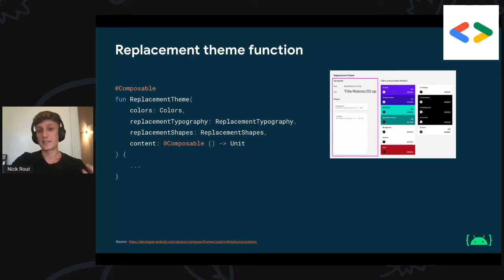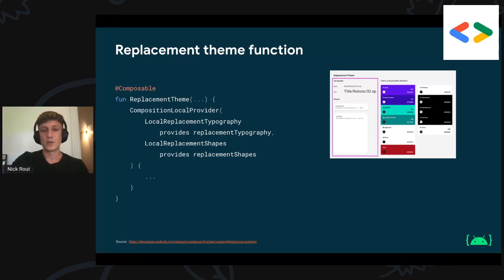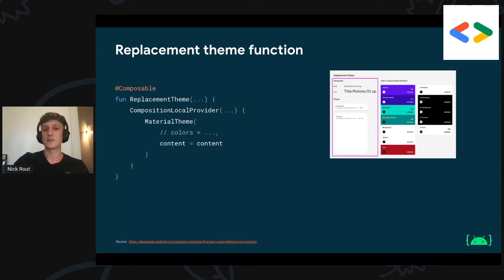We create this replacement theme function again, and you'll notice here that the parameters only accept the material colors parameter. There's no material typography or material shapes. Instead, we pass through our own implementations of these, as well as the content parameter. We then use composition local provider again to provide our local replacement typography and replacement shapes. And then we still need to, again, use material theme because we want to maintain the material colors and pass through that colors object to this material theme, as well as our contents.